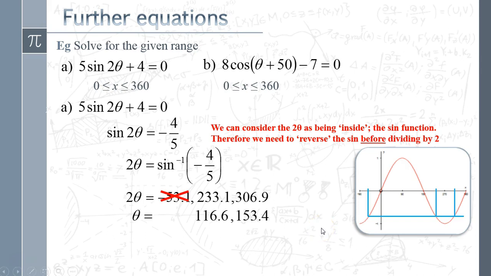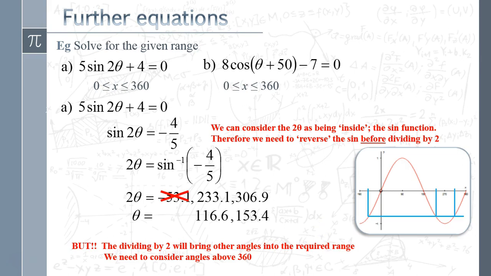Now, unfortunately, we're not quite done yet, because we've got another thing to consider, which is the fact that when we do that divide by 2, what we're going to find is that it's going to bring more angles into the range that we're considering. So what we need to do is look at other angles above 360.